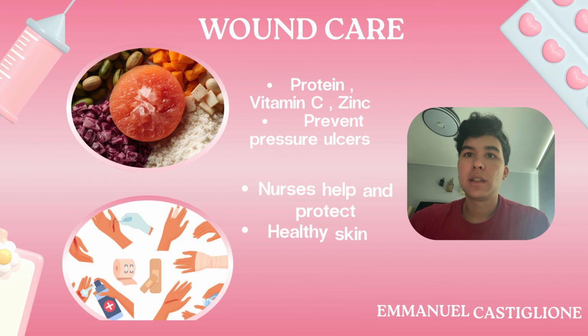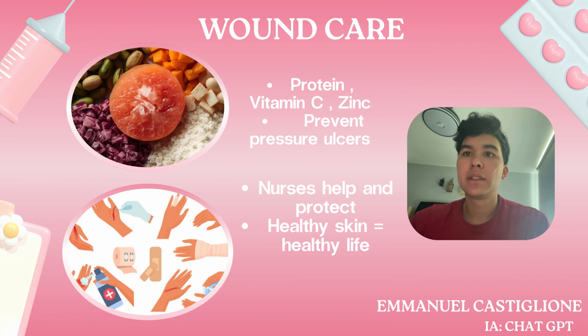Some things can make wounds heal slower. For example, poor diet, smoking, diabetes, and not cleaning the wound well. That's why good nutrition is so important. Foods with protein, vitamin C, and zinc help the body repair skin and tissue faster. Drinking water and eating fruits, vegetables, and healthy foods also help a lot.